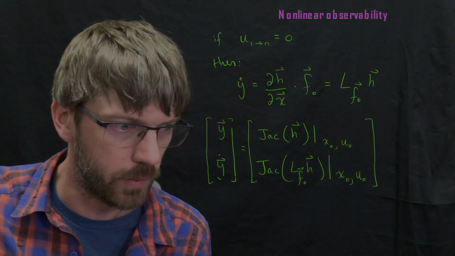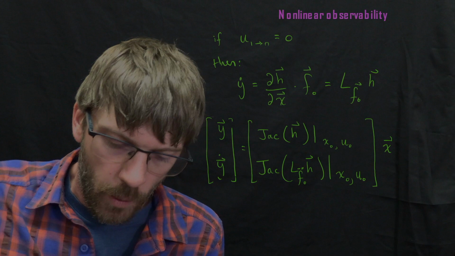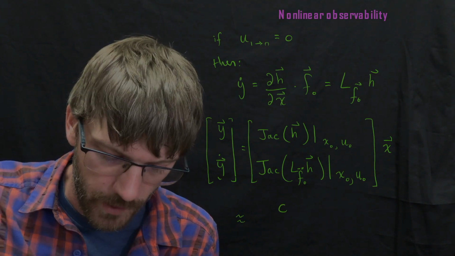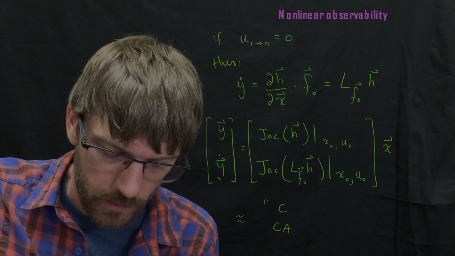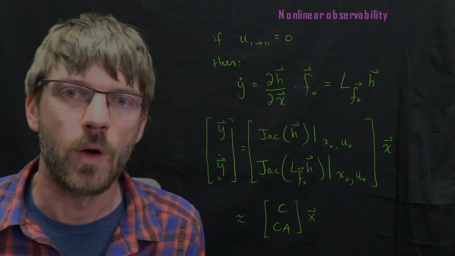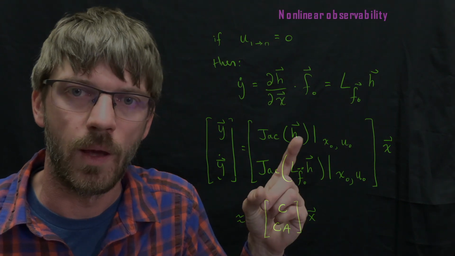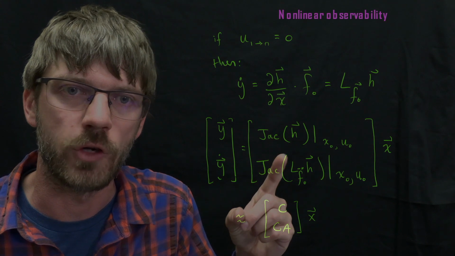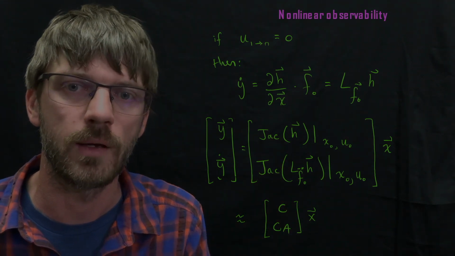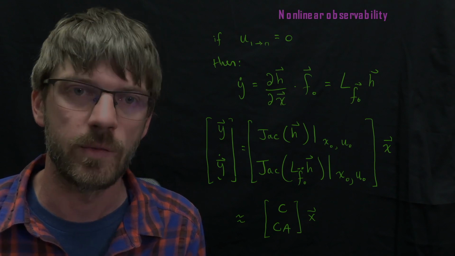And all of that is going to be multiplied by x. So now hopefully you can see the parallel between that and the linear case where we had C and CA multiplied by x. So if we evaluated the rank of this equation here, consisting of the Jacobian of those measurements and the Lie derivatives, and if that was full rank, then that would mean that at least at that particular operating point, the system is observable.